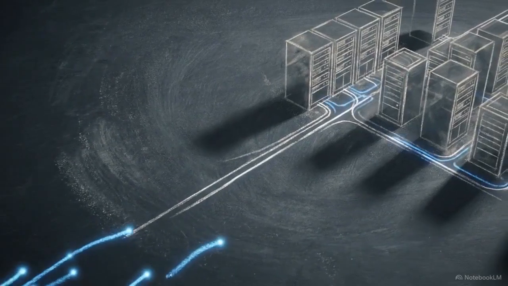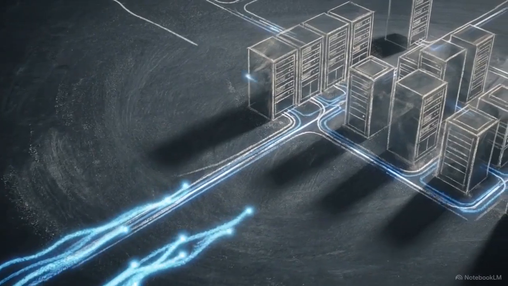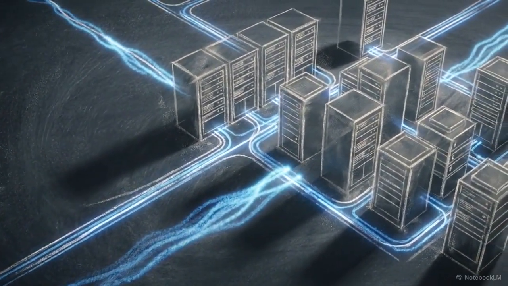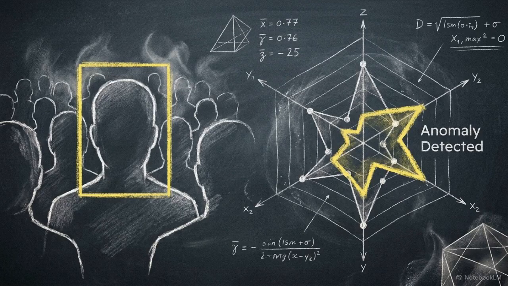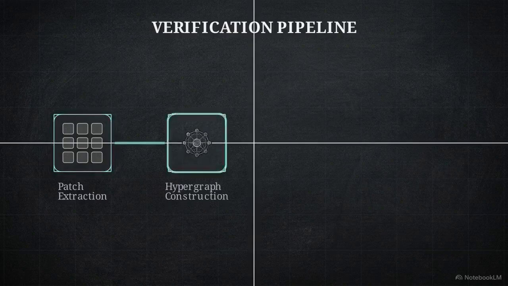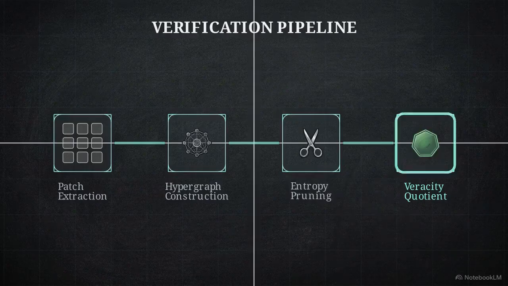While this works for static images, the VITA VQ architecture is also built for live continuous time response to visual streams. In the VITA VQ inspector, the hypergraph topology recalculates instantly as data streams in, providing real-time feedback on local anomalies. The pipeline is complete, from patch extraction and hypergraph construction to entropy pruning and the final geometric score.